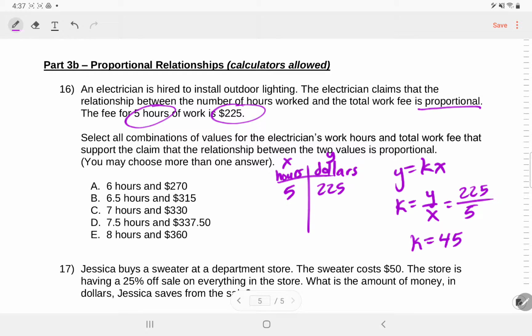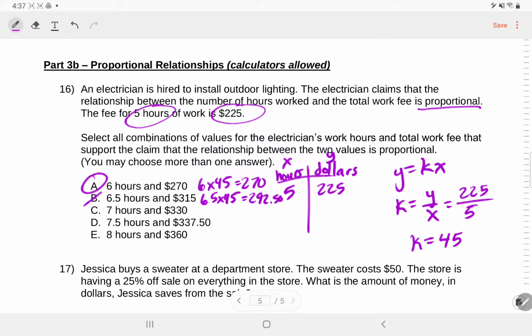So let's try this out. 6 times 45. Do we get 270? 6 times 45 will give us 270. So that's true. For B, 6.5 times 45. Do we get 315? 6.5 times 45 gives us $292.50. So it's not B.